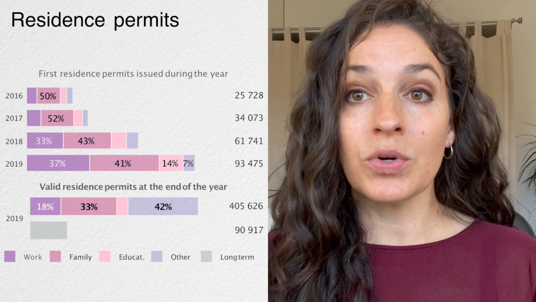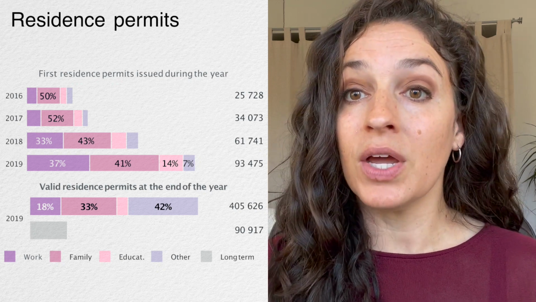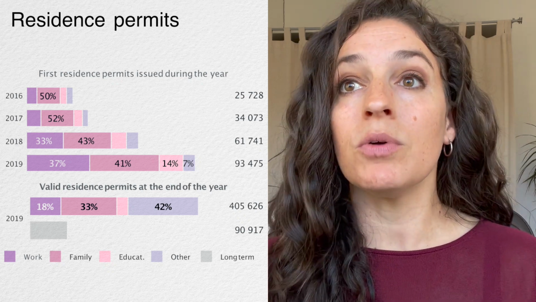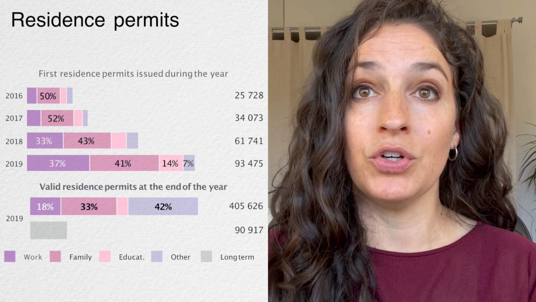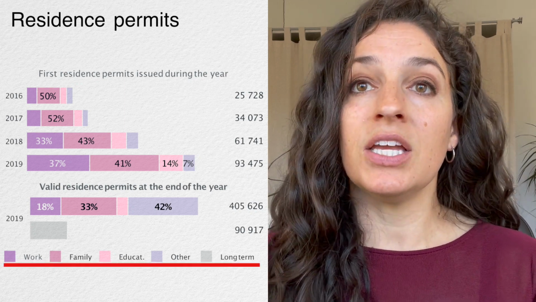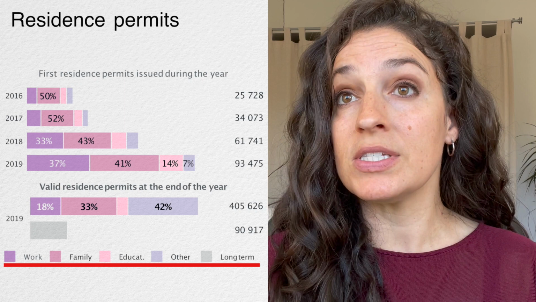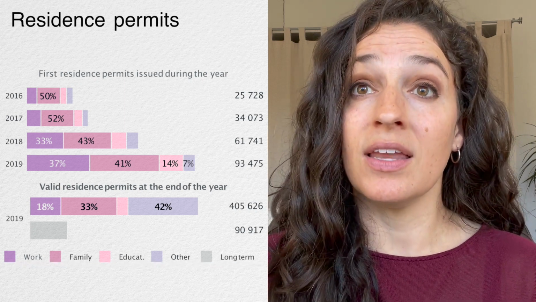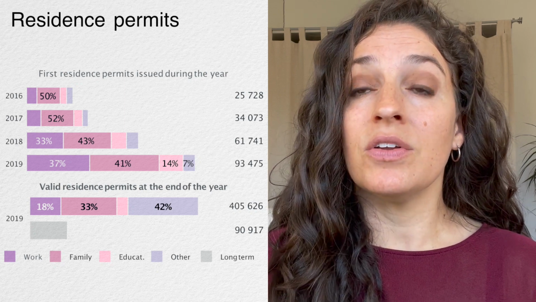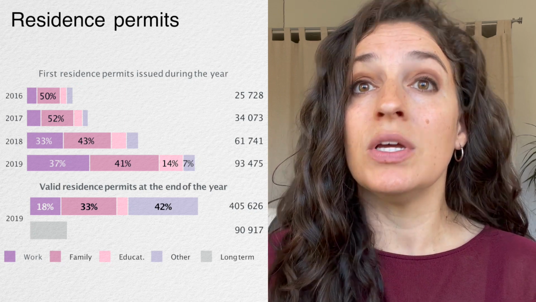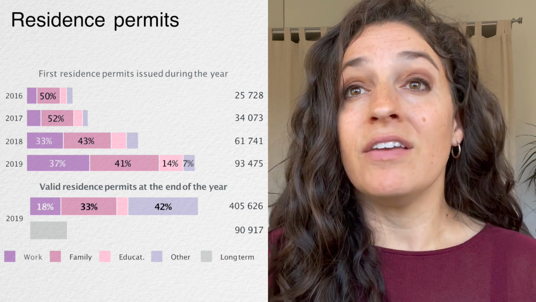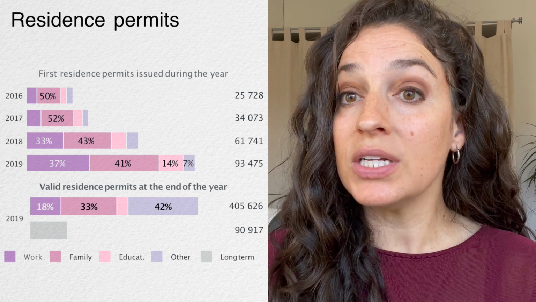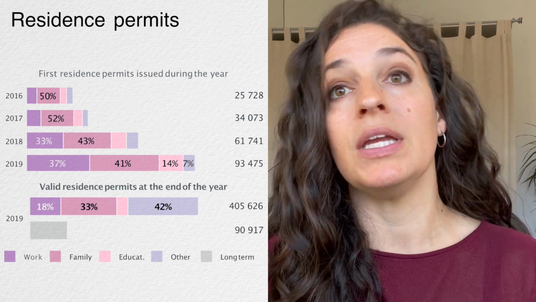Now we can turn our attention to residence permits. And of course, here we're looking mainly at non-EU nationals, because EU nationals generally don't need residence permits. So here we're mainly looking at people from outside of the European Union. And you can see here the different types of first residence permits that were issued between 2016 and 2019. You can see here that a decent proportion were issued because of work and family reasons, but that we also see other things like education and other reasons also for permits being issued.